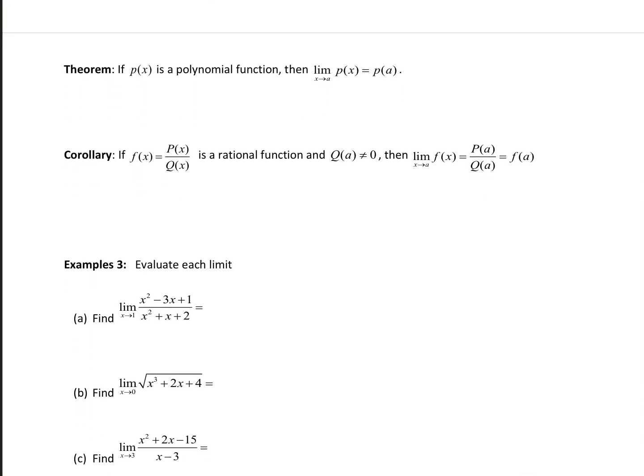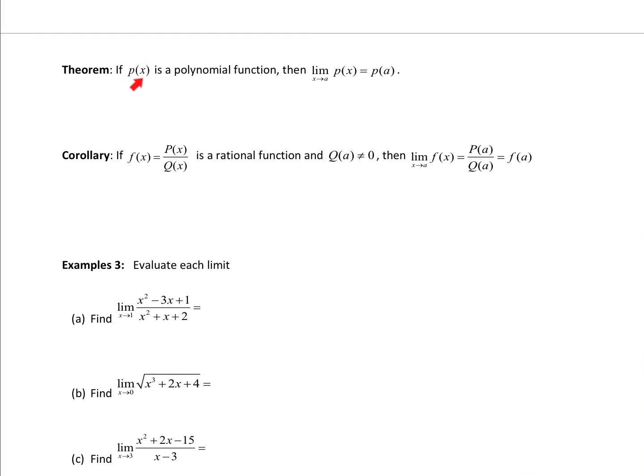So let's look at the next theorem here. If p of x is a polynomial function, then the limit of p of x as x approaches a is basically p of a. That just means plug a into the function. Right? Polynomial is basically a nice function.